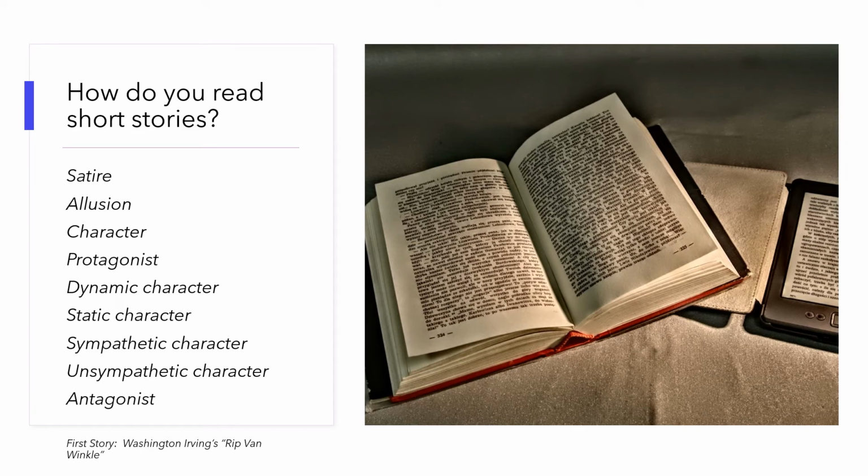However, to read a short story more skillfully and efficiently, a basic understanding of some literary terms and devices is very useful. In this unit, the 9 terms on the left, satire, allusion, character, protagonist, dynamic character, static character, sympathetic character, unsympathetic character, and antagonist, will help you navigate the writing and class discussion about our first series of short stories, the familiar and favorite writings of Washington Irving, with more ease and sophistication.